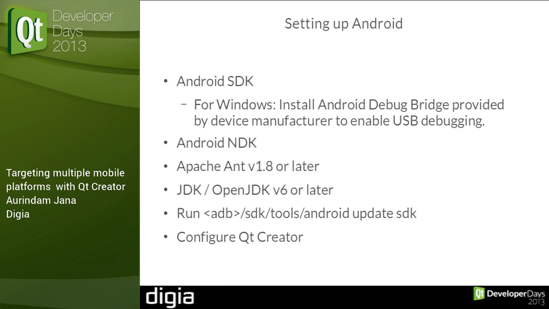And after you have installed all those, try and run the Android tool, update the SDK to whatever your phone supports or whichever SDK you are targeting. By default, I think it downloads the latest one, which is 4.3, if I'm correct. And this phone, I have, I think, 4.1 over here running. And configure Qt Creator.